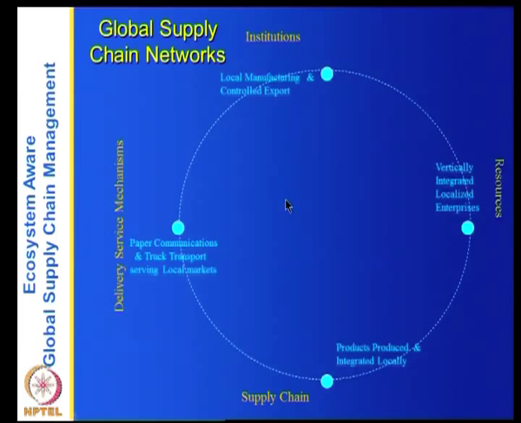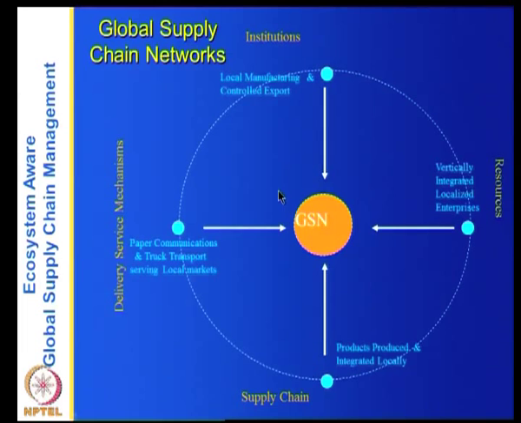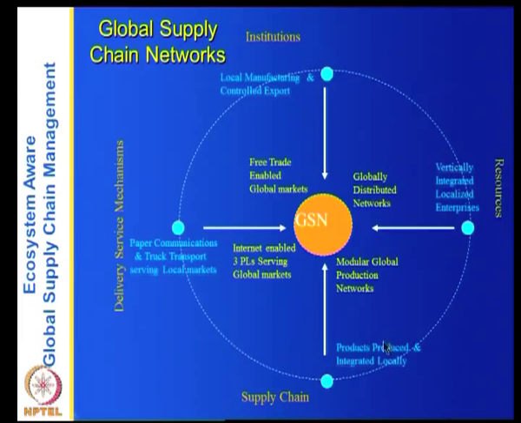But now you have a global supply chain network. Now, what does the global supply chain network mean? The products which were integrated and produced locally have become modular global production networks. So there is a transition from local production to modular global production networks. Similarly, from vertically integrated to globally distributed networks, there is a transition in terms of the resources. Instead of using your own resources and producing them by yourself, by having polytechnics and so on for labor, and banks giving loans for finance, you now have globally distributed networks. That means you have to get finance from global companies, and you have to get human resources from the country where you are sourcing. So basically all the resources become a globally distributed network.